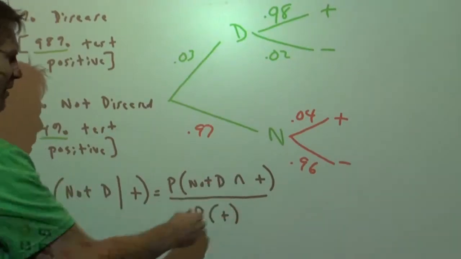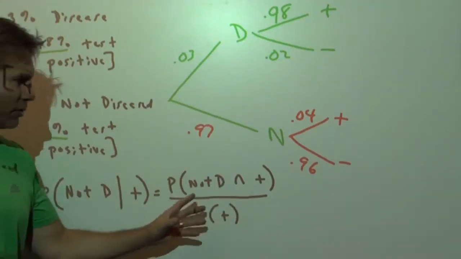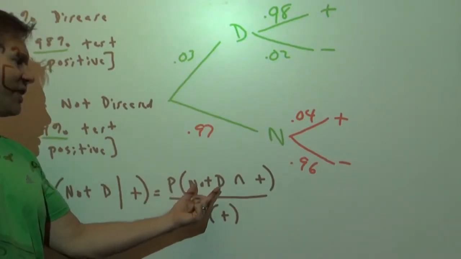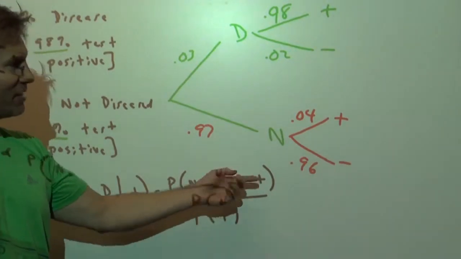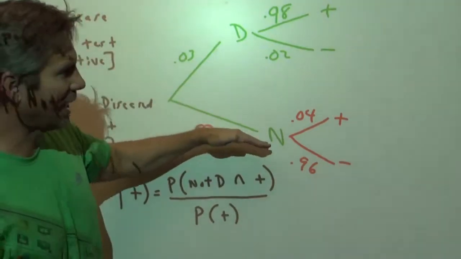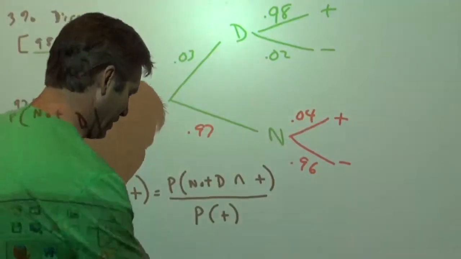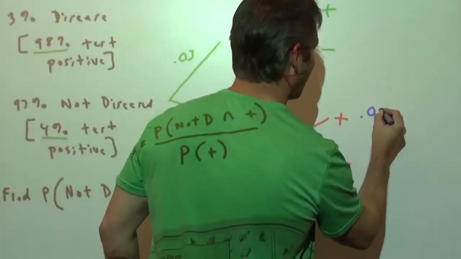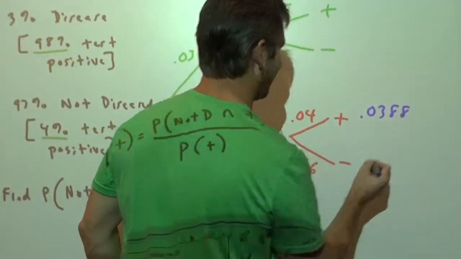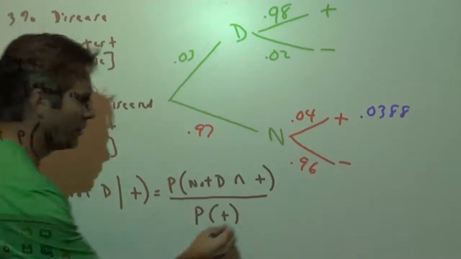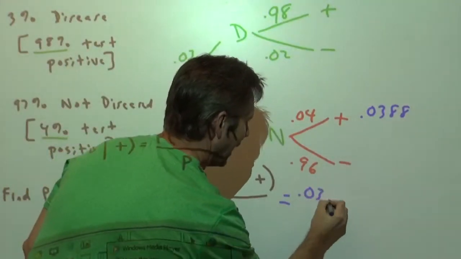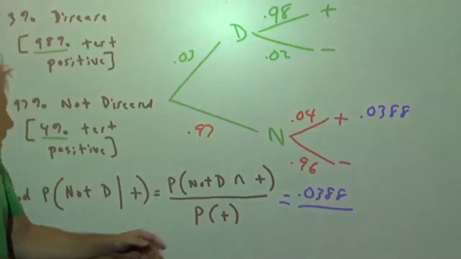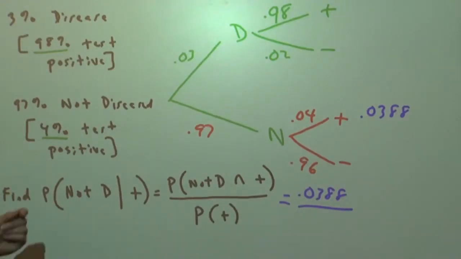So here we go. We've got to find this probability. So we use the formula. Find the probability the person does not have the disease and they test positive. That's right here. Does not have the disease and they test positive. We multiply those two probabilities together. We get 0.0388. Okay, now that goes in the numerator, 0.0388. Divide that by the probability that they test positive.